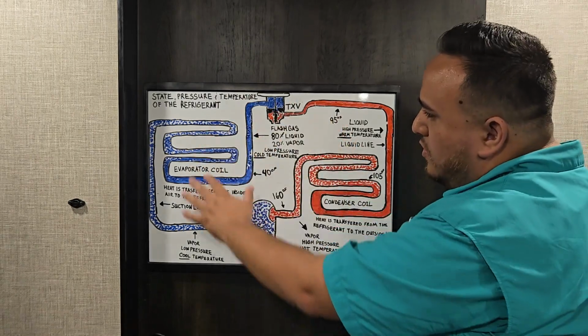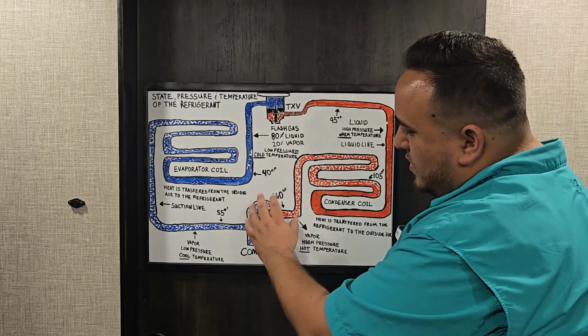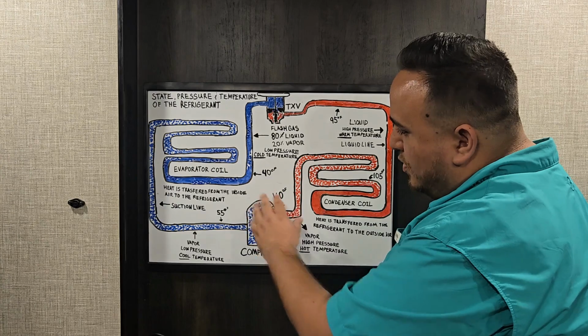So now, as we see the whole entire picture, let's go over it all together. My compressor is where we're going to start on my basic refrigeration cycle. I'm going to have the compressor compress the refrigerant.